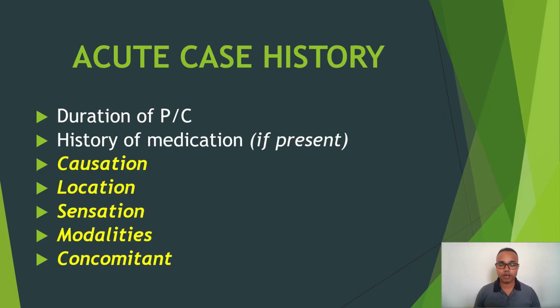Number 1, duration of present complaint. Number 2, history of medication if present. Number 3, causation. Number 4, location. Number 5, sensation. Number 6, modalities. And number 7, concomitant. There are 2 points, the most important of these 7 points, which I explain later. But these 5 points are important in every case: causation, location, sensation, modalities and concomitant. You must watch the full video till the end for a better understanding of it.